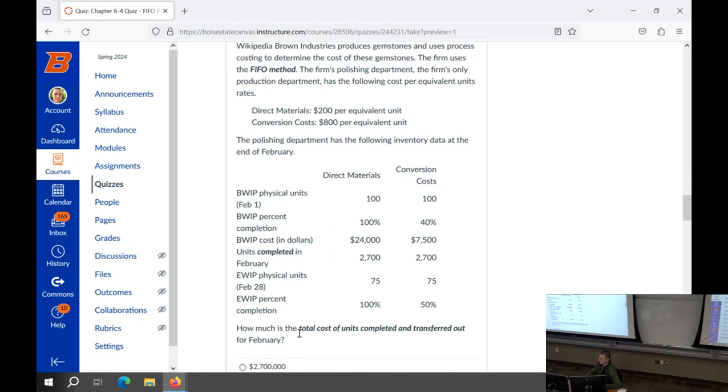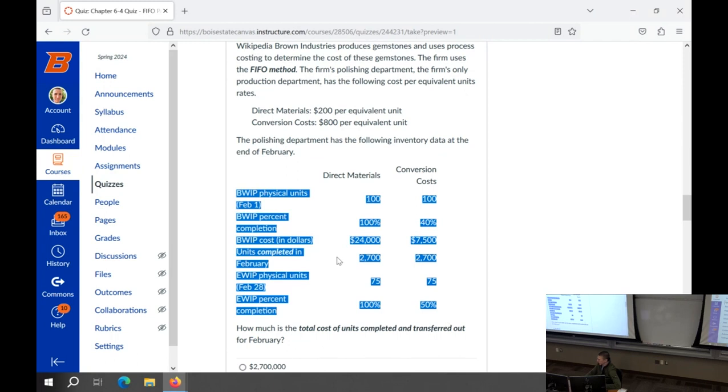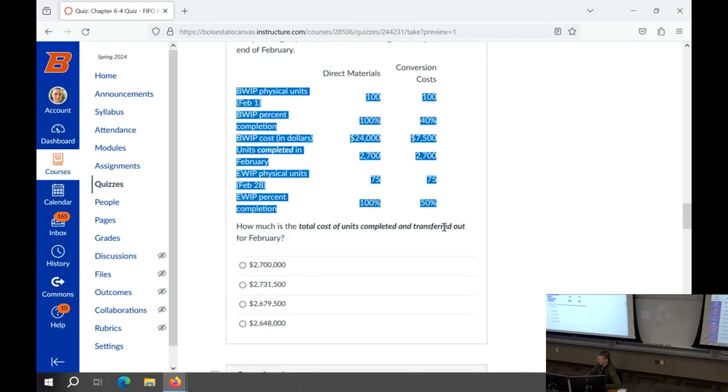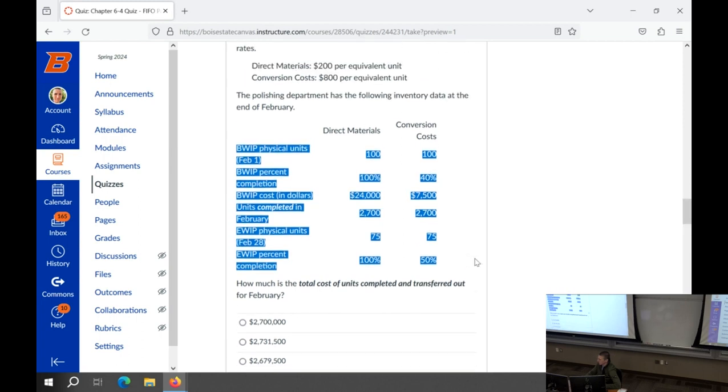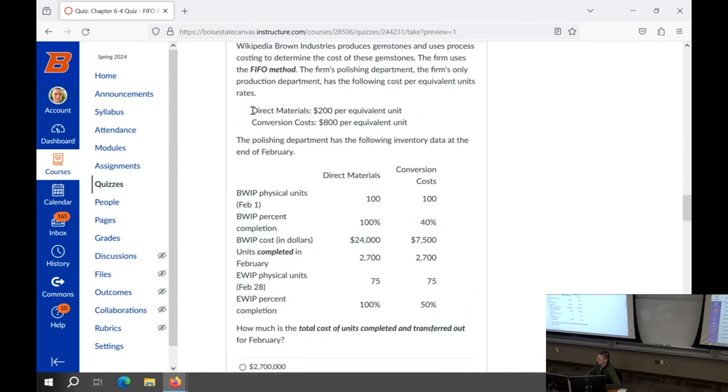All right, so this problem here is looking for total cost of units completed and transferred out. It gives us a little different format from other questions, but this is all the information we're going to need for this, I think. It has to be able to be completed. And I gave you the two rates as well.